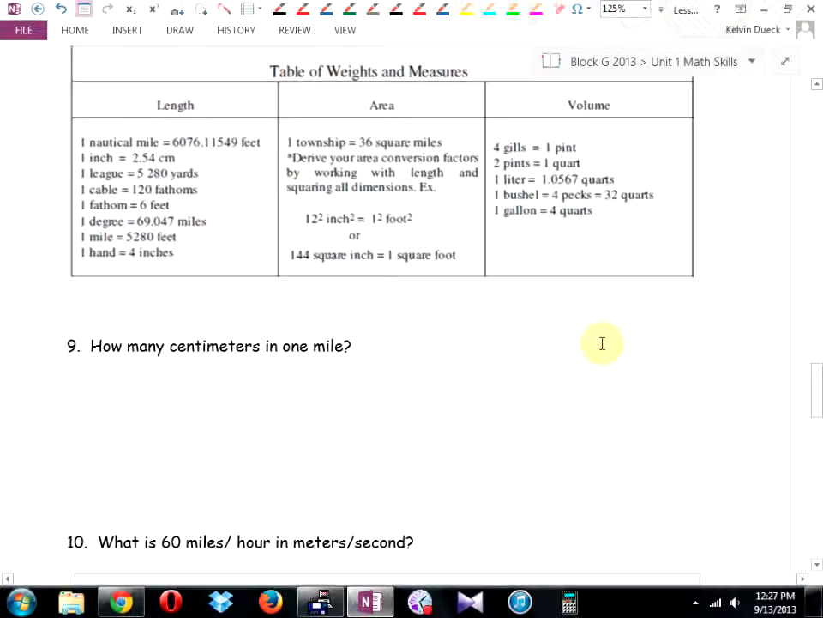Okay. McKinley, what's number 9 say? Do you know how many centimeters are in a mile off the top of your head? Do you? No, I do not. Okay. McKinley, what's the first thing I'm going to do? Write down. By the way, can't use an M for mile because that's meters. The abbreviation for mile is MI.